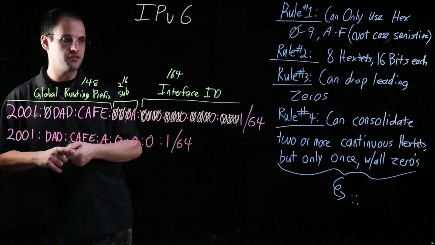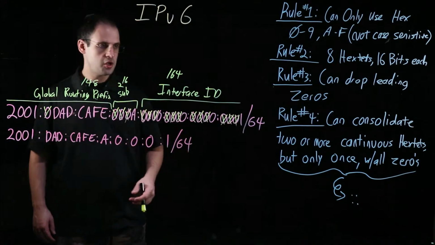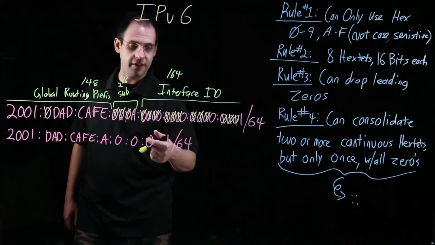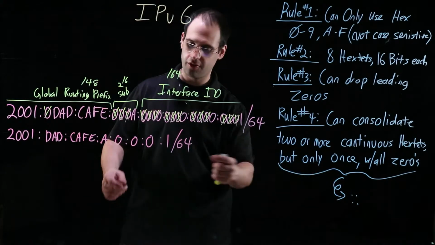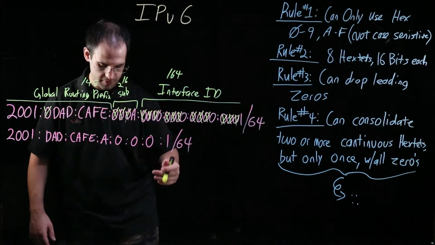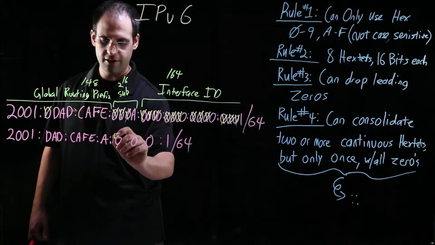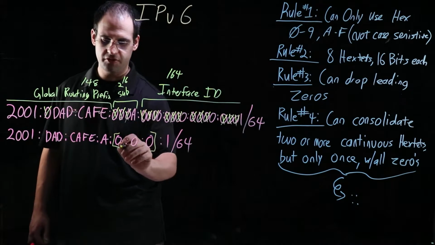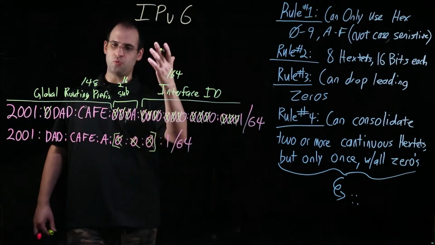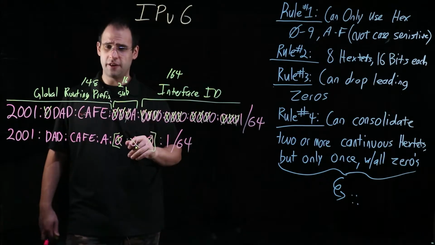The second rule about consolidating is that I can consolidate 2 or more continuous hextets, but I can only do this once, when it's all zeros, right? And what that will do is allow me to consolidate all the continuous hextets of all zeros into a double colon. So you may have seen this before, all right? I can only do this once though, right? So if you ever see an IP address like in a test question and they give you 2001 DAD cafe, 2 double colons is an invalid address.